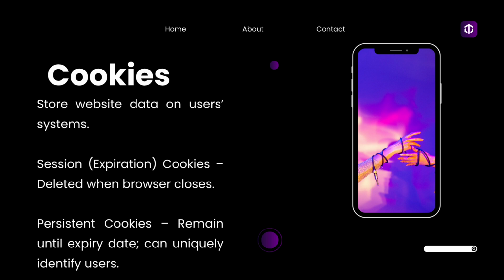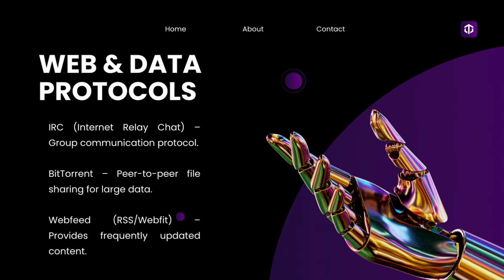Now let's talk about internet protocols and data sharing. A few important internet technologies to know. Internet Relay Chat, or IRC. It is used for group communication. Then we have BitTorrent, a peer-to-peer file sharing system for large files. Then we have the WebFeed, which delivers frequently updated content like news or blogs automatically.